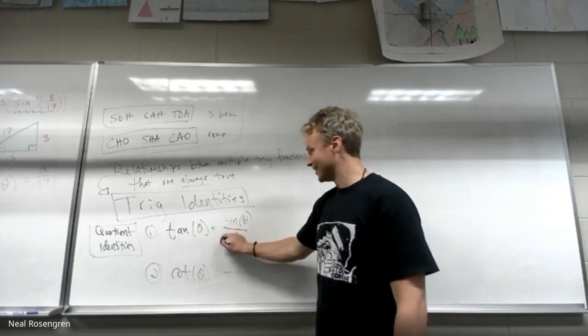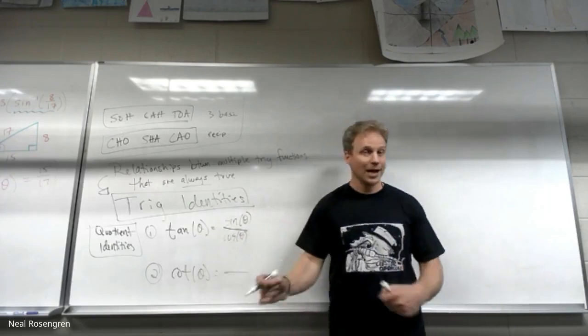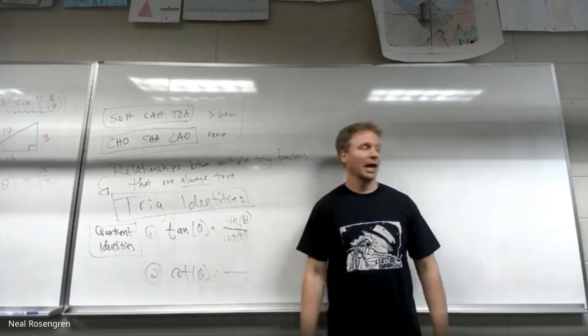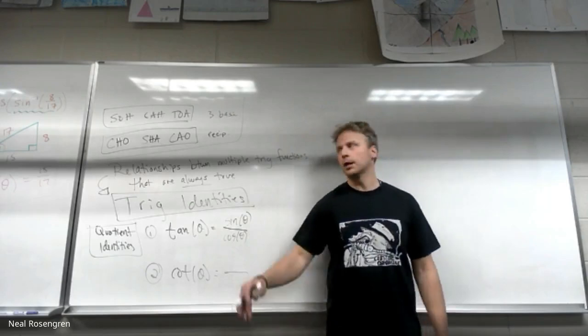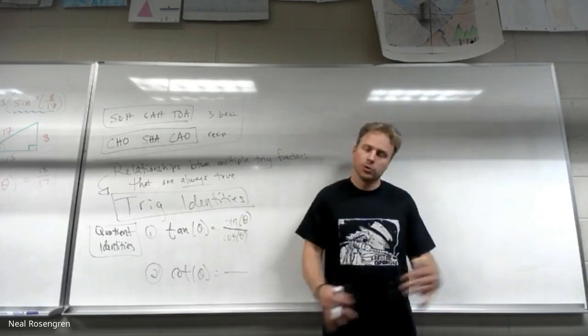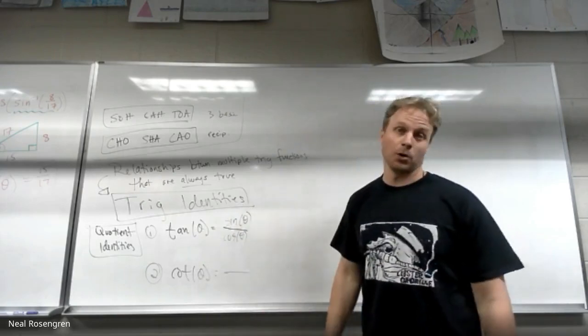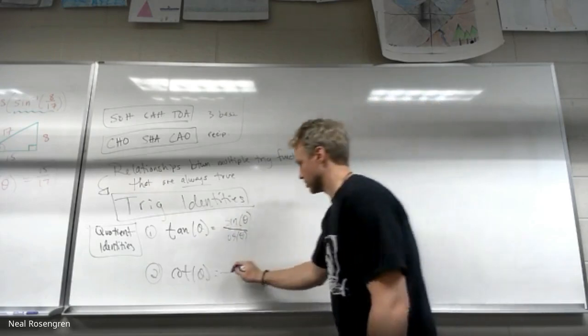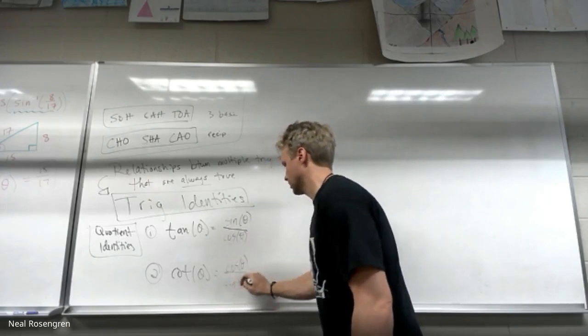Cosine. Nice. Tangent of theta is sine of theta over cosine of theta. Every time. No matter where you are, no matter what angle you're looking at, no matter how big the circle it is that you are drawing, whatever kind of triangle you're dealing with, tangent of theta is sine over cosine. Okay? And cotangent is just a reciprocal of that, cosine of theta over sine of theta.